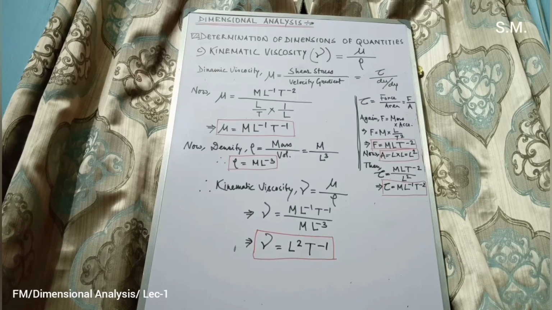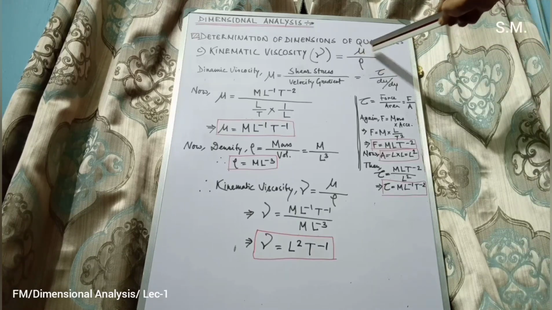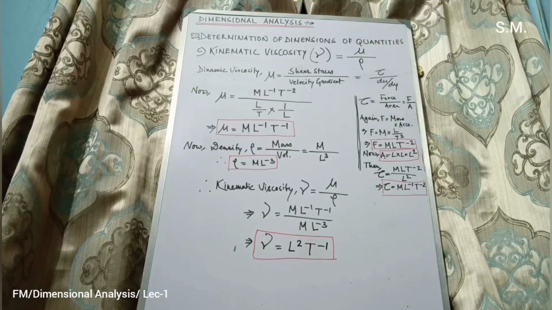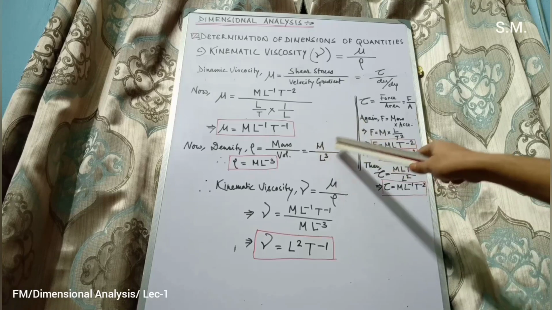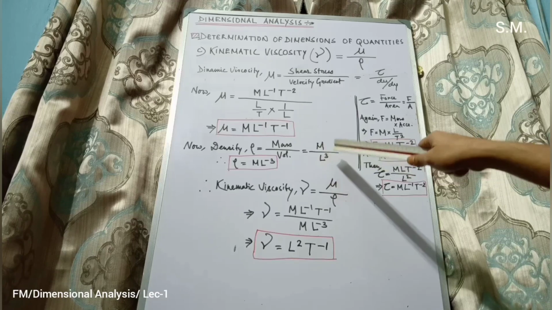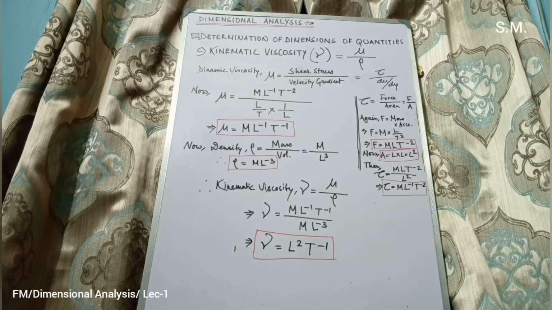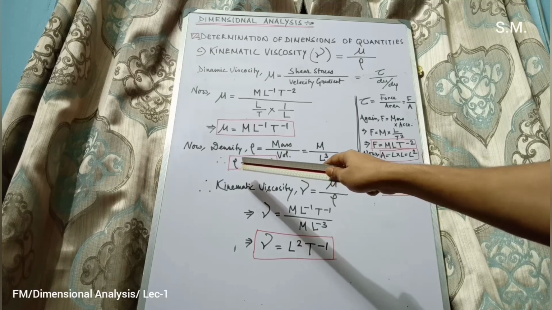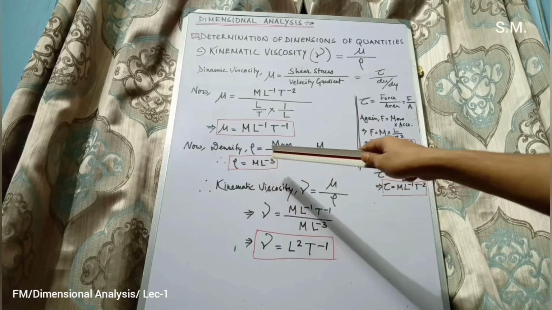Now we also find density. What is density? Density is mass by volume. Mass is a fundamental dimension, so we write M, and volume is a product of three linear dimensions, so we write L cube. So the dimension of density is M L inverse 3.